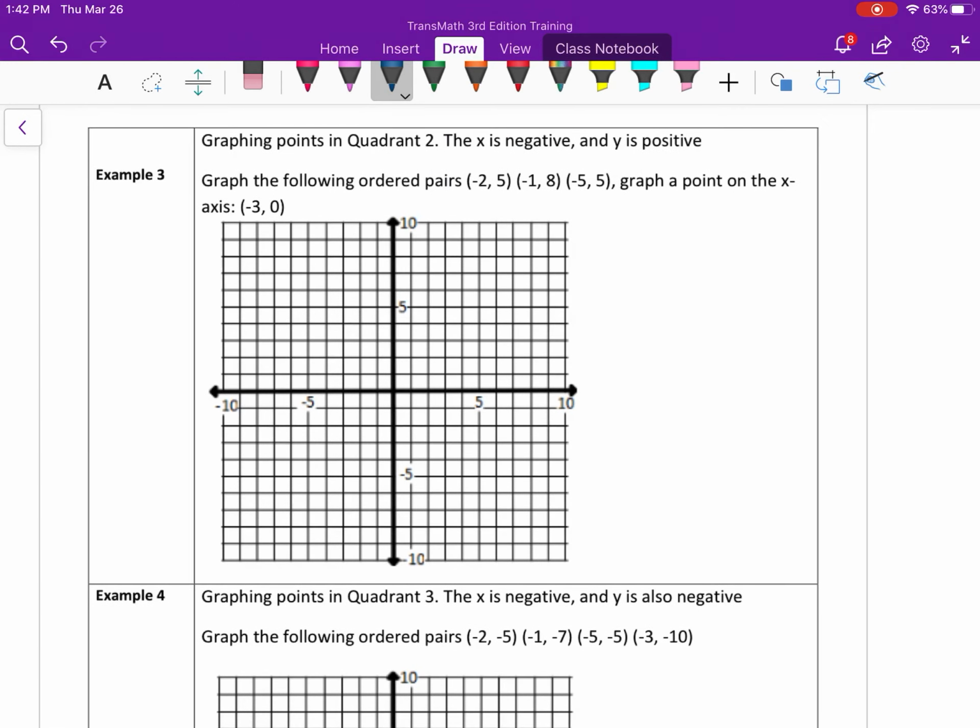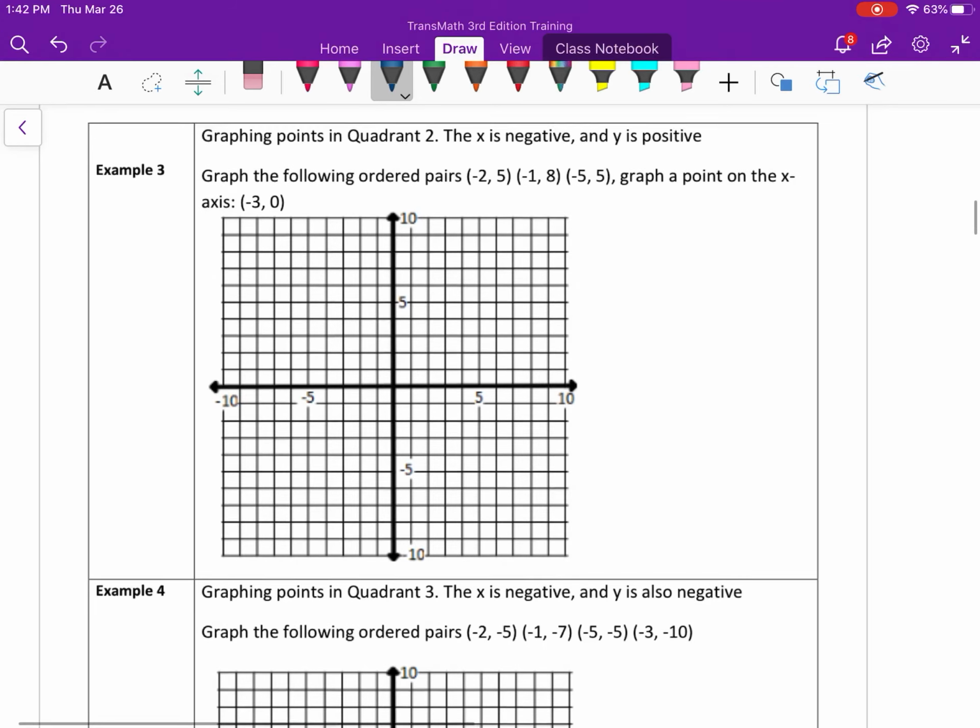Graphing points in quadrant 2. In quadrant 2, that's over here, the x values are negative and the y values are positive. So our ordered pairs include x's that are negative and y's that are positive. So let's start with the point negative 2, 5. So starting at the origin, 0, 0, negative 2 tells me this time I'm going to go left 2. Then positive 5, I go 1, 2, 3, 4, up 5, and that would be where negative 2, 5 is.